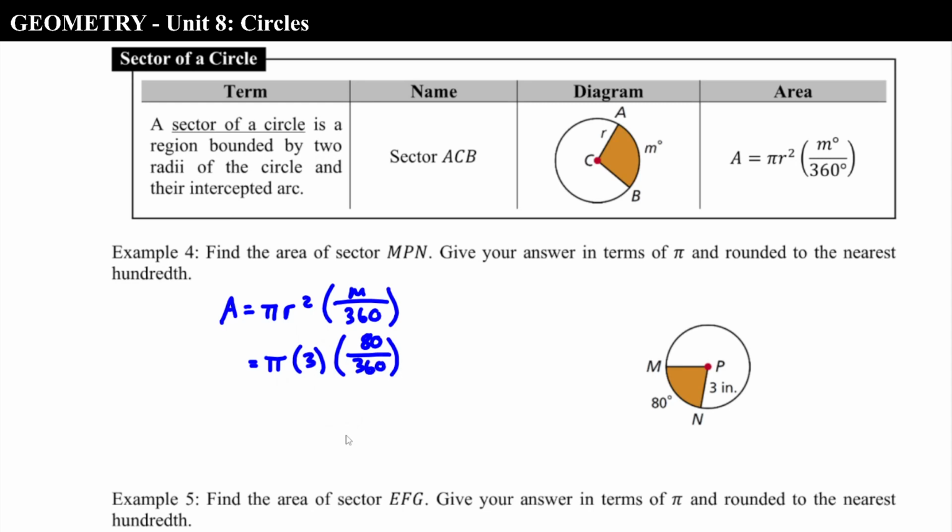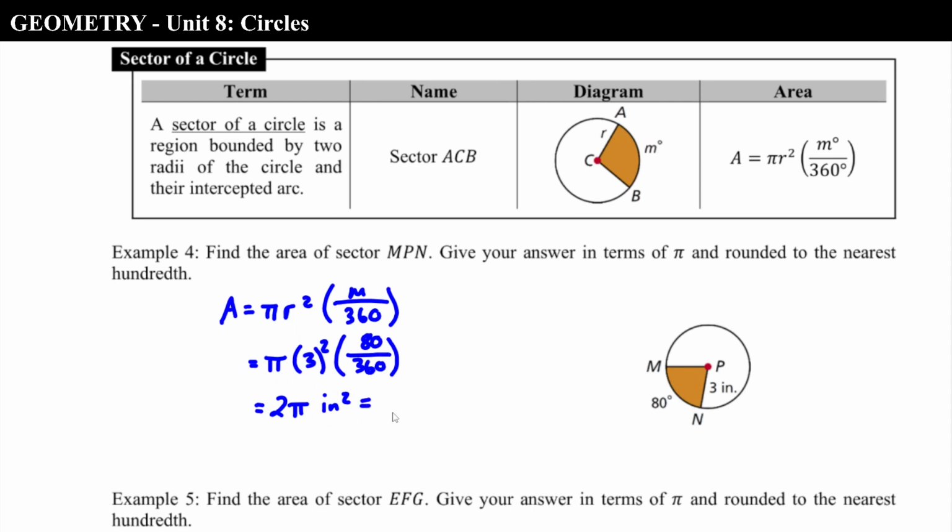So to find our answer in terms of pi, you're going to take everything that's not pi and do that math. First of all, 3 squared, that's 9. 9 times 80 divided by 360, that's going to give you 2. And then you have pi. Leave pi out of it to get your answer in terms of pi. And then we put our units, inches squared.